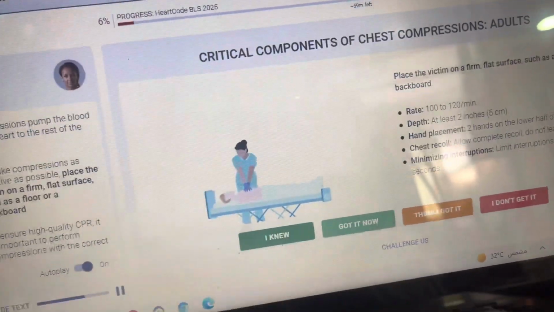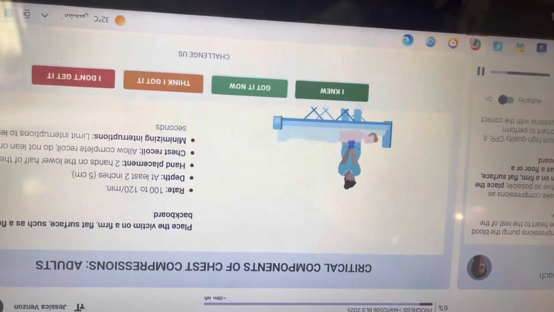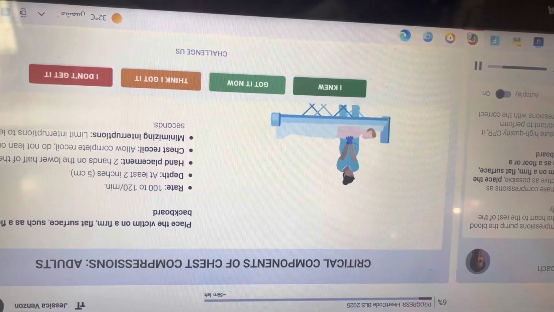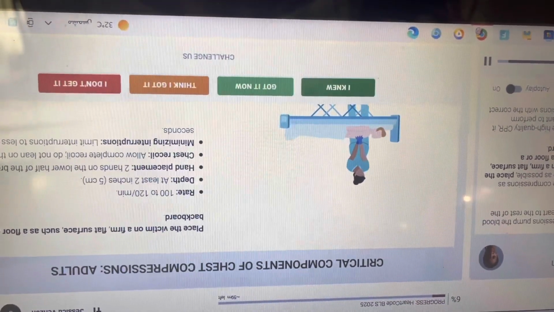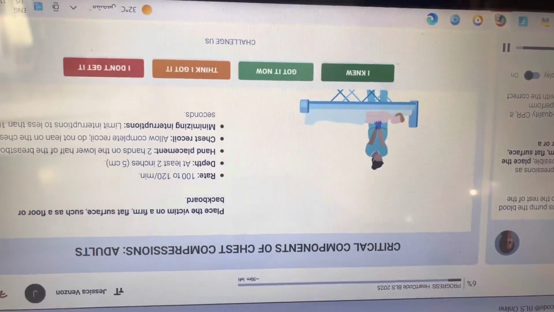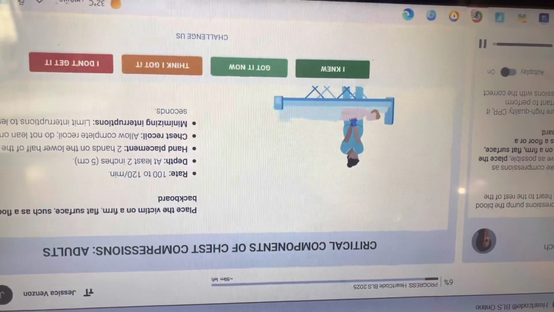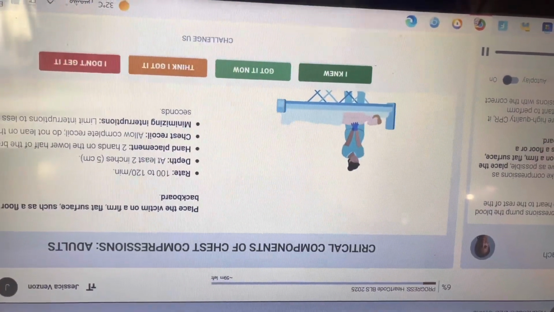It is important to minimize interruptions in chest compressions to less than 10 seconds, because each time you stop compressions, the blood flow to the heart and brain decreases significantly, minimizing the chances for return of spontaneous circulation. Once you resume compressions, it takes several compressions to increase blood flow to the heart and brain back to the same levels present before the interruption.